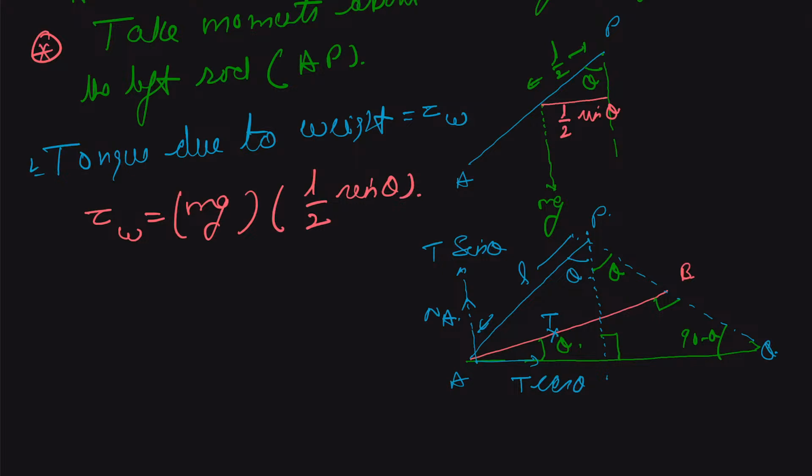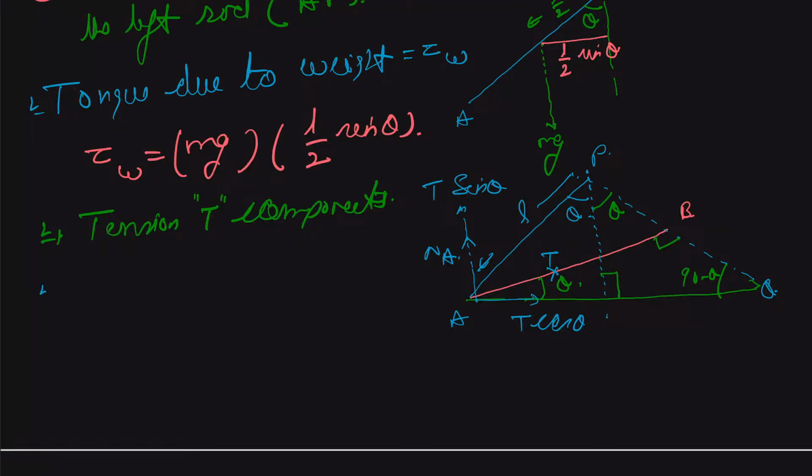So next, we can say tension T components, and the first component is our T cos of theta, and because of this we can also find out the distance of our T cos of theta, and this distance, that will be our lever arm, will be L cos of theta, and the other side will be our T sine of theta, sorry, L sine of theta.